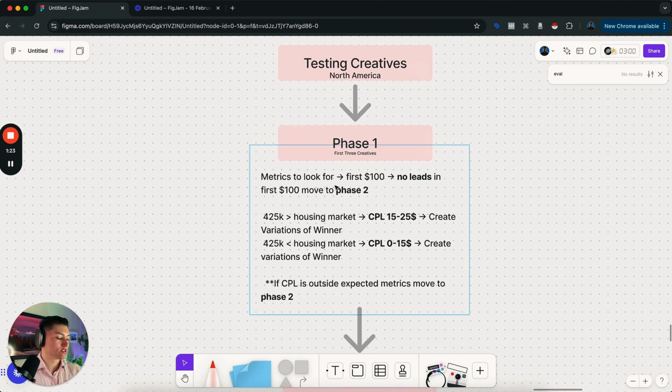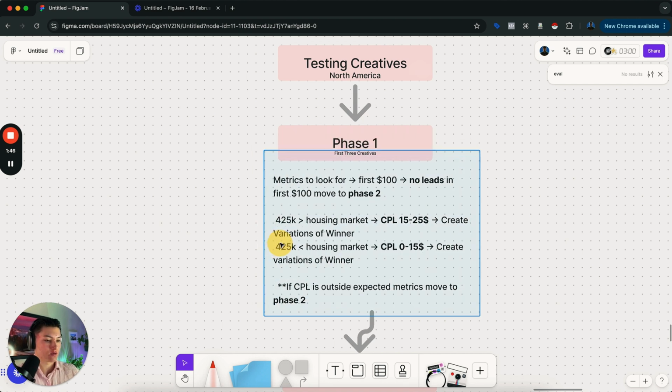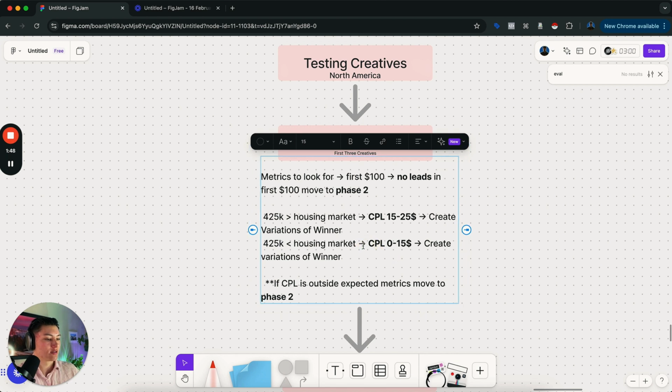So the first thing to do is test three creatives, and here are the metrics to look for. These are the exact metrics that we use. In the first $100 of ad spend, if no leads come in, we move to phase two. Now, that's usually not the case. Usually there are a few leads. If the housing market is less than 425K, so that's this one here, and the cost per lead is $0 to $15, create variations of the winner. We'll get into that in part three, but essentially you want to stay with those creatives and make sure you're creating variations, split testing, all that good stuff.